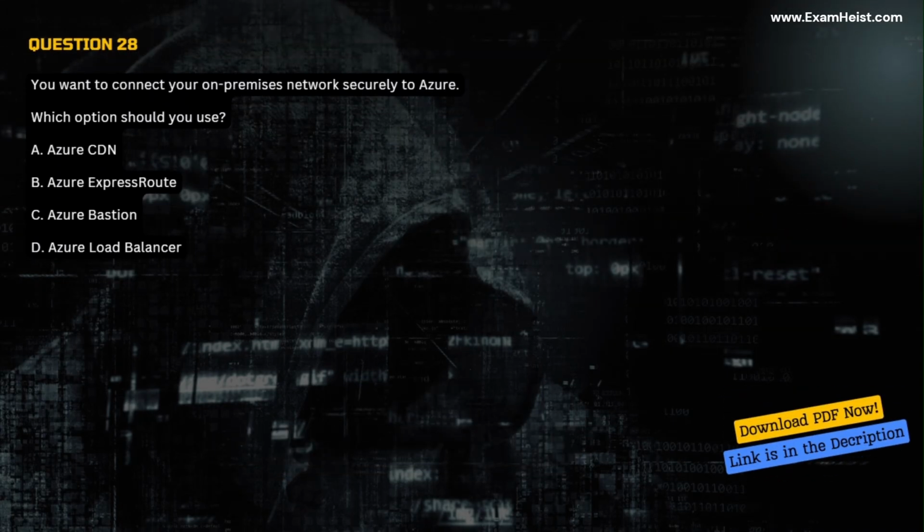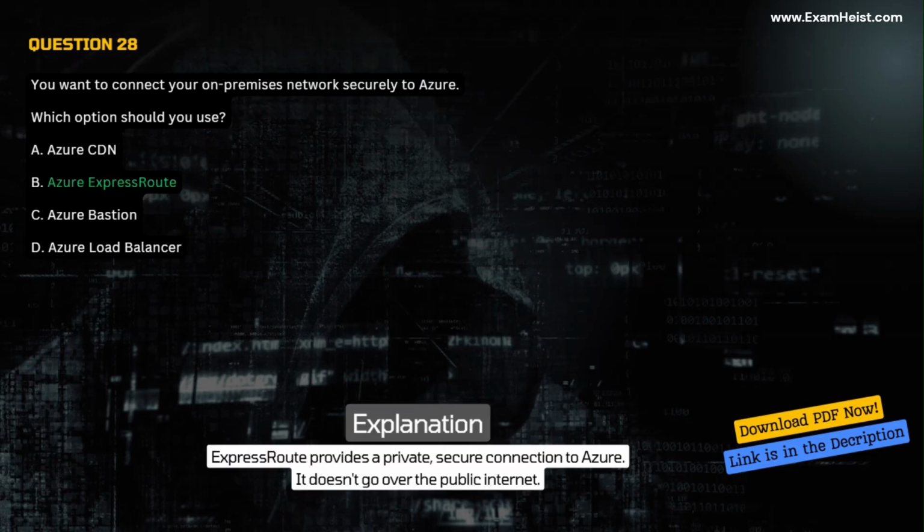Question 28. You want to connect your on-premises network securely to Azure. Which option should you use? A. Azure CDN. B. Azure ExpressRoute. C. Azure Bastion. D. Azure Load Balancer. Correct answer B. Azure ExpressRoute. Explanation. ExpressRoute provides a private, secure connection to Azure. It doesn't go over the public internet.